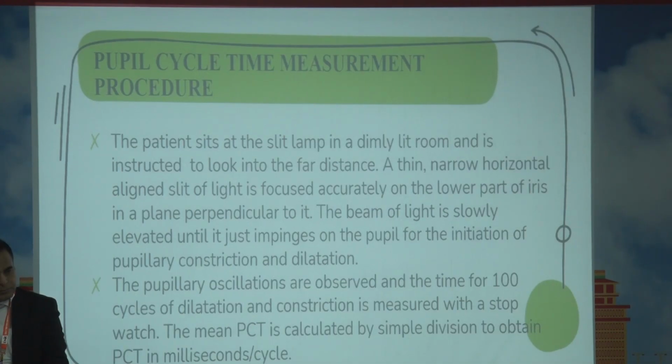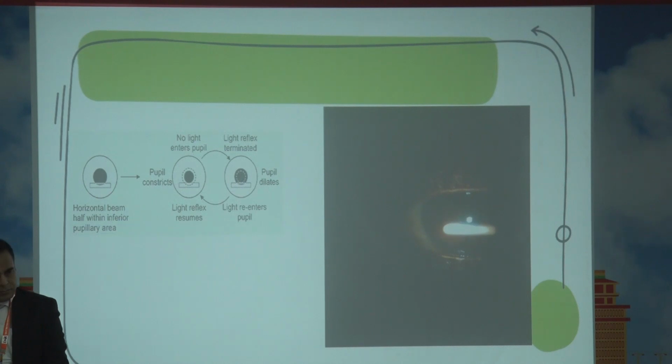The procedure: the patient sits at the slit lamp in a dimly lit room and is instructed to look into the far distance. A thin, narrow, horizontally aligned slit of light is focused accurately on the lower part of the iris in a plane perpendicular to it. The beam of light is slowly elevated until it impinges on the pupil for the initiation of pupillary constriction and dilatations. The pupillary oscillations are observed, and the time for 100 cycles of constriction and dilatation is measured with a stopwatch, and the mean PCT is calculated by simple division to obtain PCT in milliseconds per cycle. So these are the pictures.